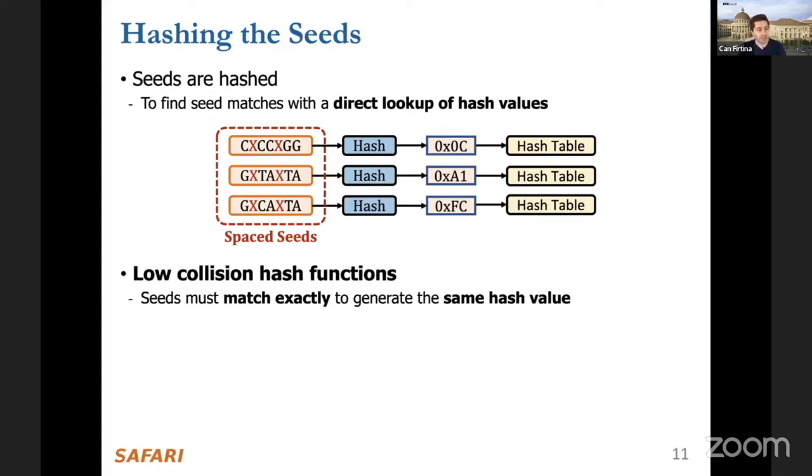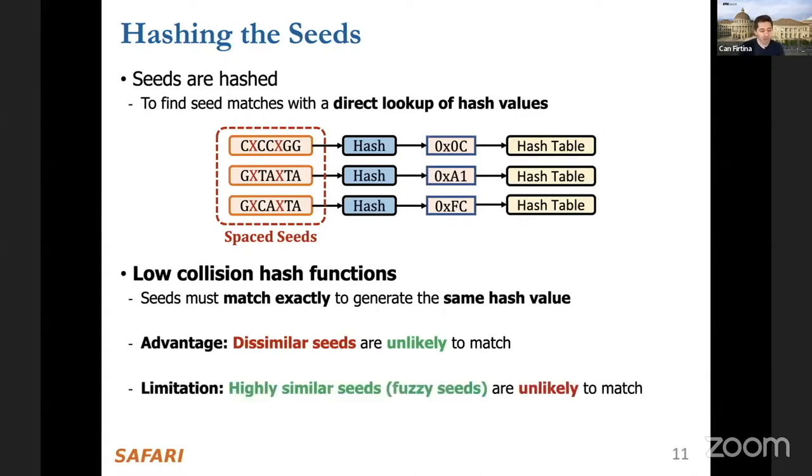This means that seeds must exactly match to generate the same hash value. So in this case, we have the spaced seeds, and these seeds have to exactly match so that we can subsequently generate the same hash value and match them in the hash table. And of course, using low collision hash functions is advantageous because it makes it unlikely to match dissimilar seeds, because we would be assigning different hash values to these dissimilar seeds.